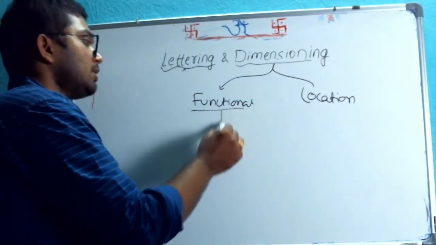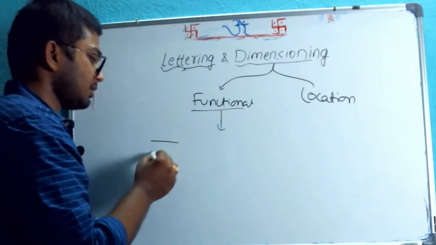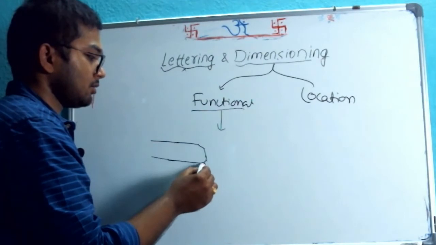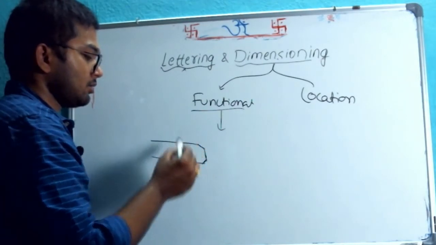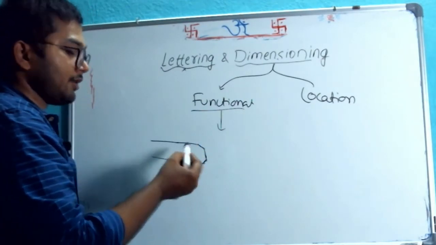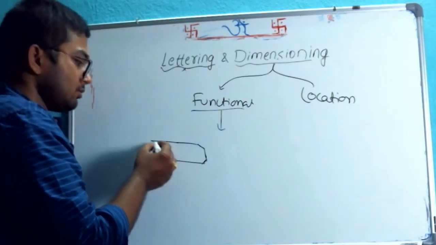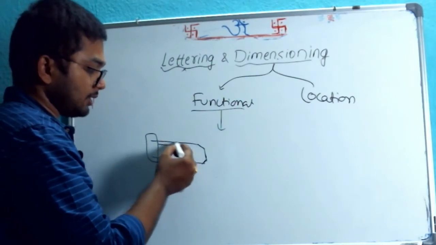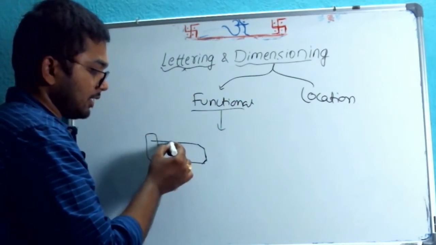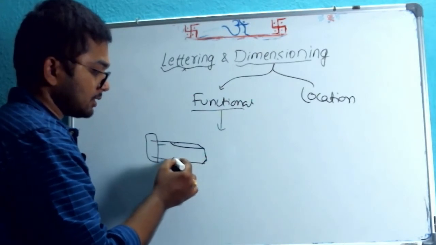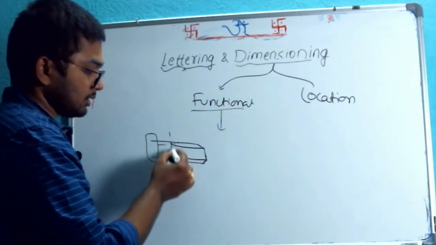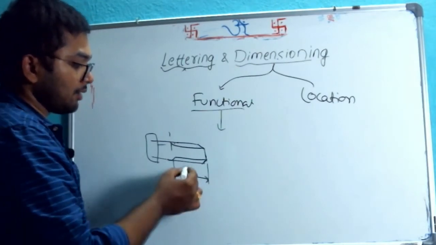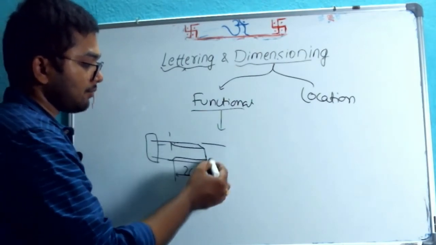Functional one means, for example, there is a shank with a thread. Say it is a screw, a bolt with a bolt head and so on. The entire thing will not be threaded. Generally it will be threaded up to a certain extent, say up to this length. So this length we call a functional one, and whatever dimension we give it, these are functional ones.